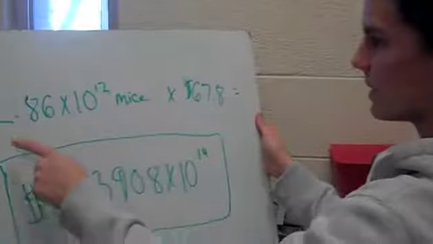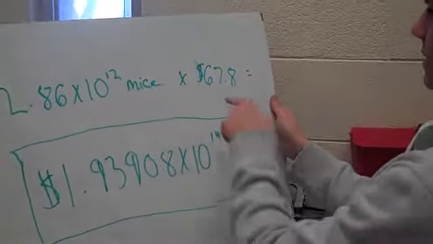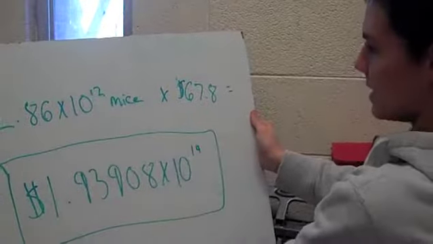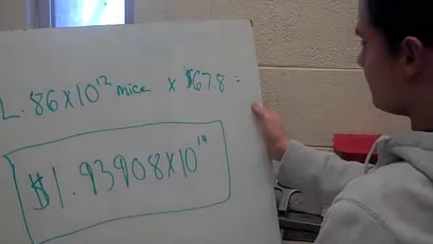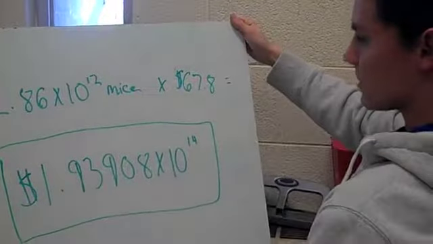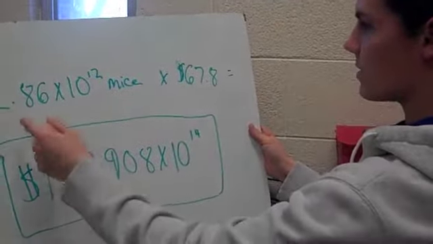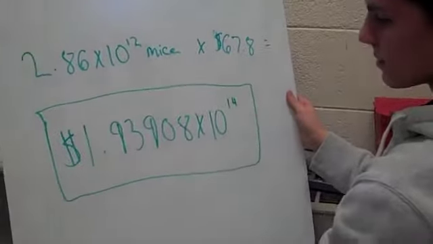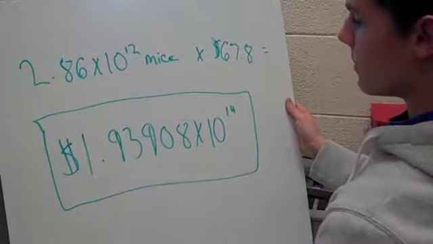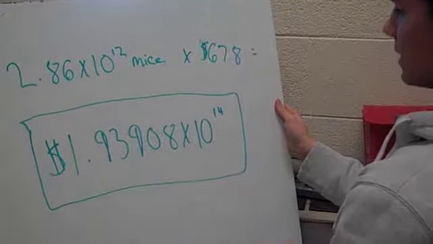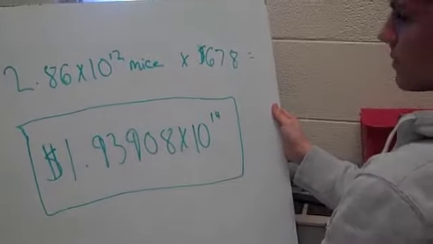So now we have the number of mice needed to power Bloomington for 1 year times the price for a mouse for 1 year. This includes food, bedding, and the actual mouse, which was obtained from PetSmart.com. So by multiplying the number of mice needed times the price of each mouse, we found that to power Bloomington Normal for 1 year solely on mice running on a wheel, it would be 1.93908 times 10 to the 14th dollars. That's more than my allowance.